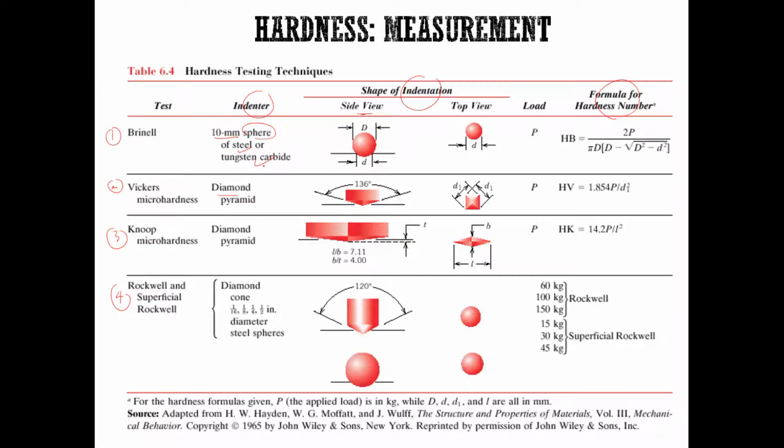Alright, and for Brinell, we have a 10 mm sphere of steel or tungsten carbide. This means that steel or tungsten carbide is the material for that sphere indenter. And for Vickers, Knoop, and Rockwell, we use a pyramid shape indenter, which is made from diamond material. Alright. So I will explain the details of each of the tests in our next slide.